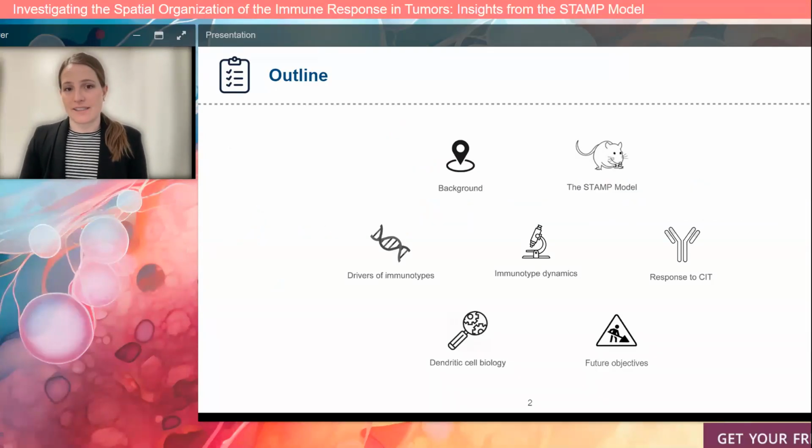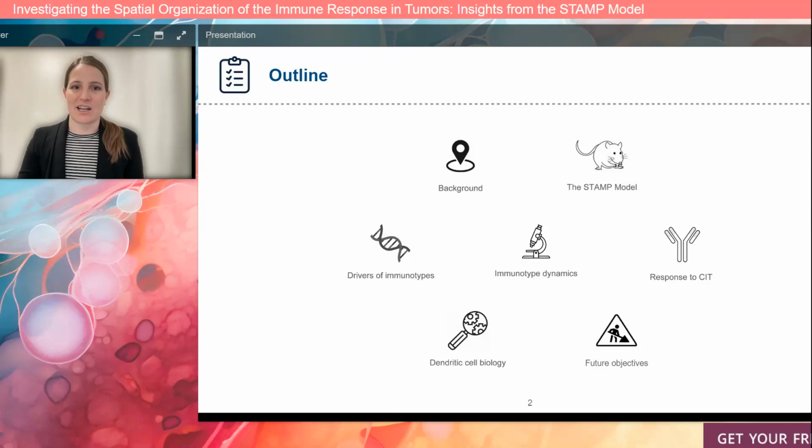So as an outline for the seminar, I'd like to present some background on how we think about cancer immunity in the big picture and what were the research questions that drove us to develop STAMP. I'll introduce the technology and go through some of the data we have already published and how that changed how we think about the immune response to cancer. And then I'd like to present my ongoing work implementing this model to look at the biology of dendritic cells.